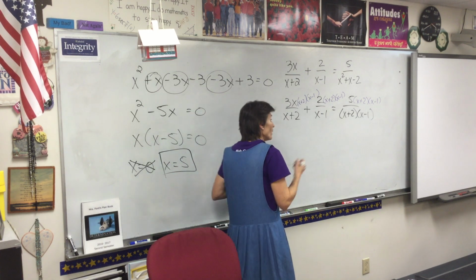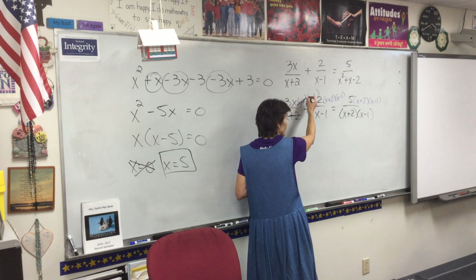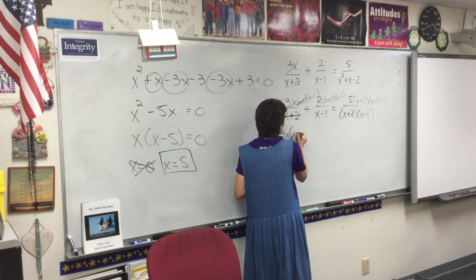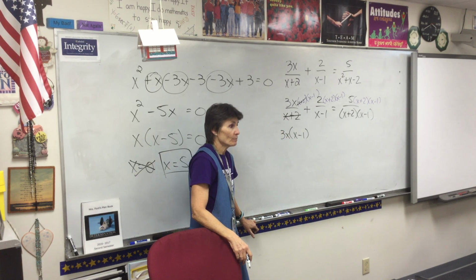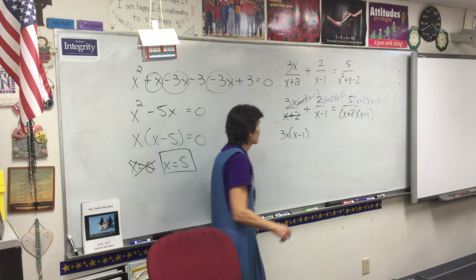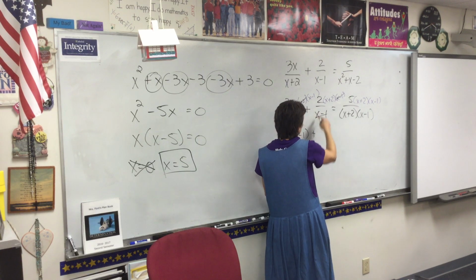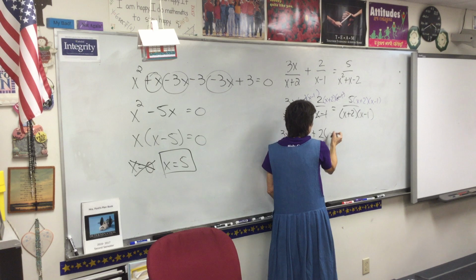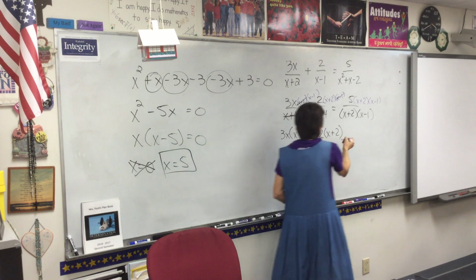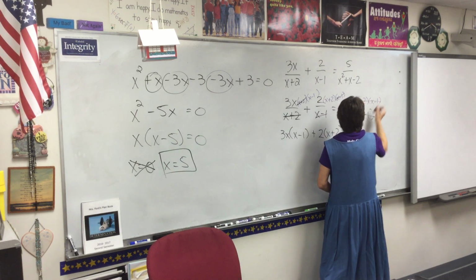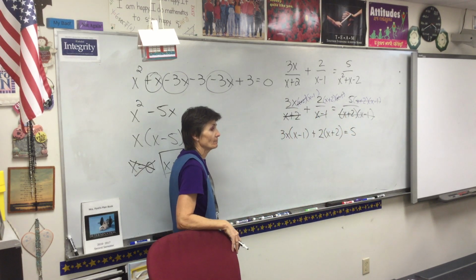Once I do that, what do I notice? x plus 2 is going to cancel in the first term and leave me with 3x, x minus 1. And then we'll do it here too. So what am I left with plus in my next term? 2x plus 2. Now I got my equal sign. And what's it going to equal? 5. Just 5. Because everything else canceled out.